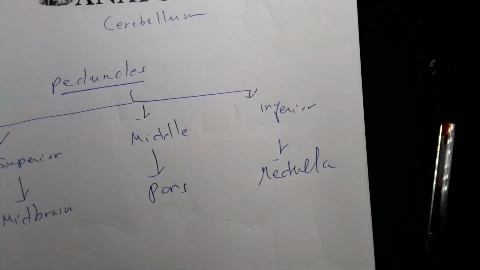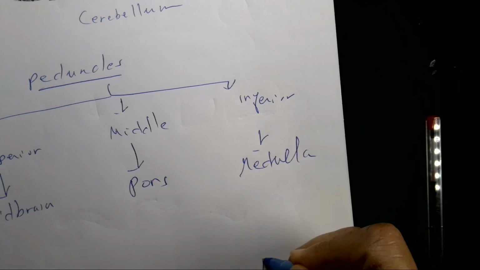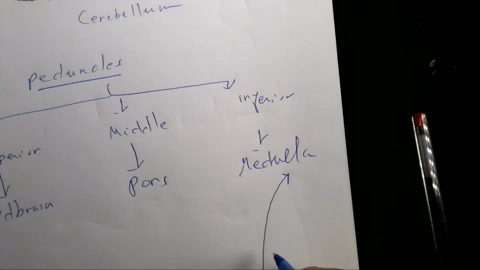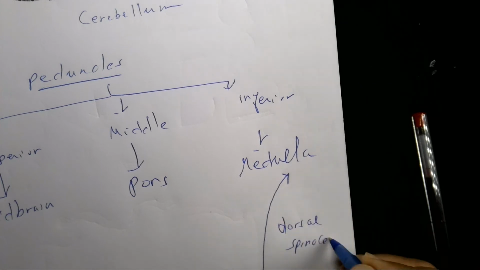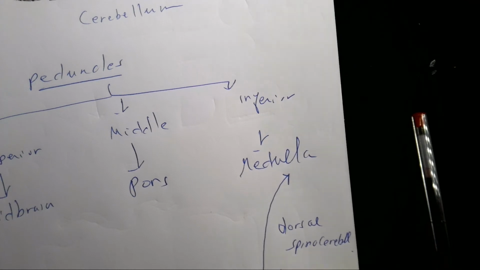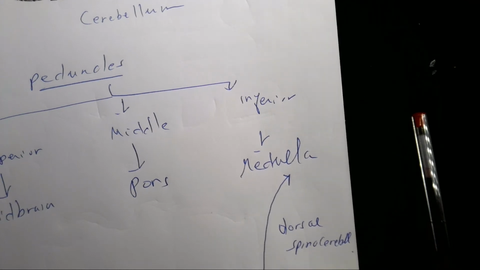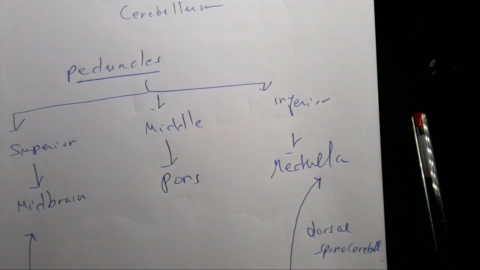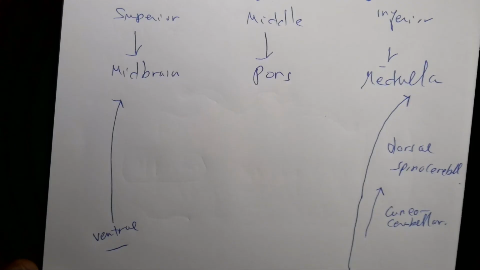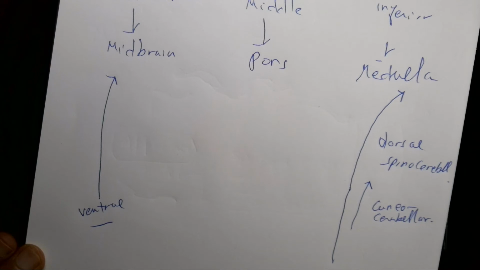And again, the afferents coming through the inferior peduncle are the dorsal spinocerebellar tract and the cuneo-cerebellar tract. The superior peduncle receives the ventral one, okay, the ventral spinocerebellar tract.